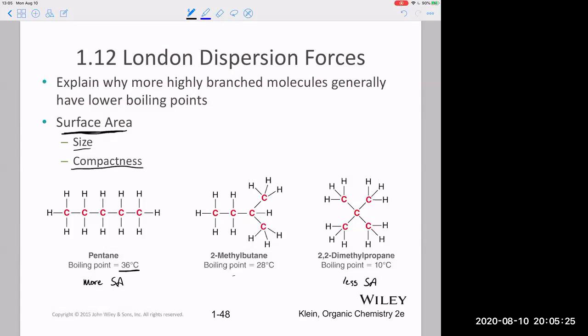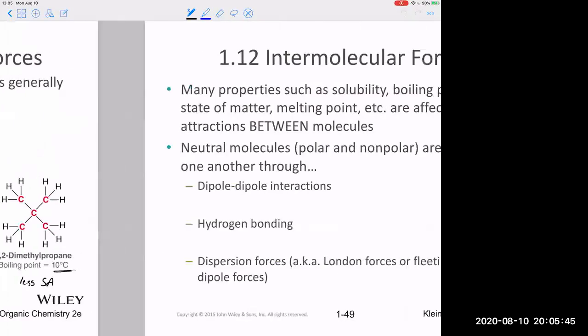And take a look at what happens to the boiling points. As you add the branching, as you make these more compact and decrease surface area, you also decrease the boiling point of those compounds, right? So if you're going to compare two molecules that only have London dispersion forces, the one with more surface area will have a higher boiling point.